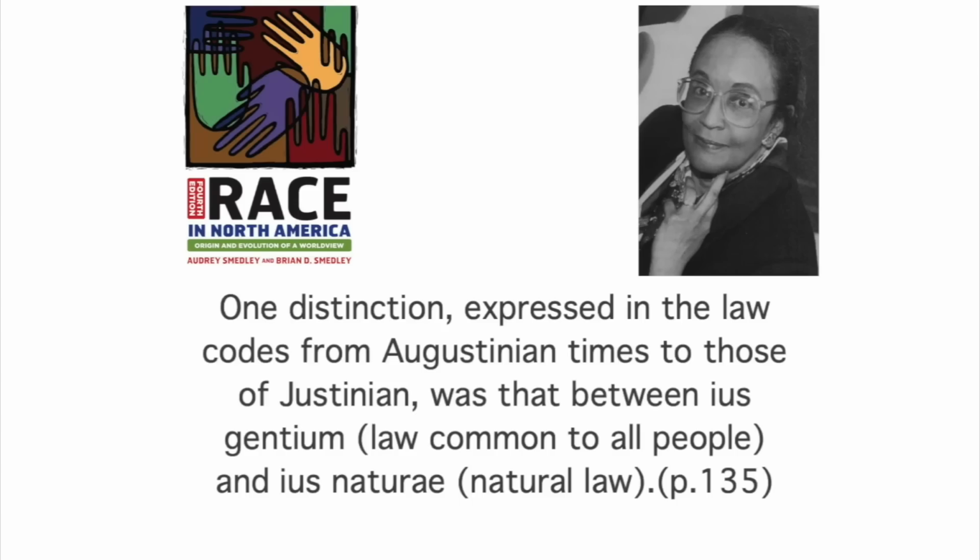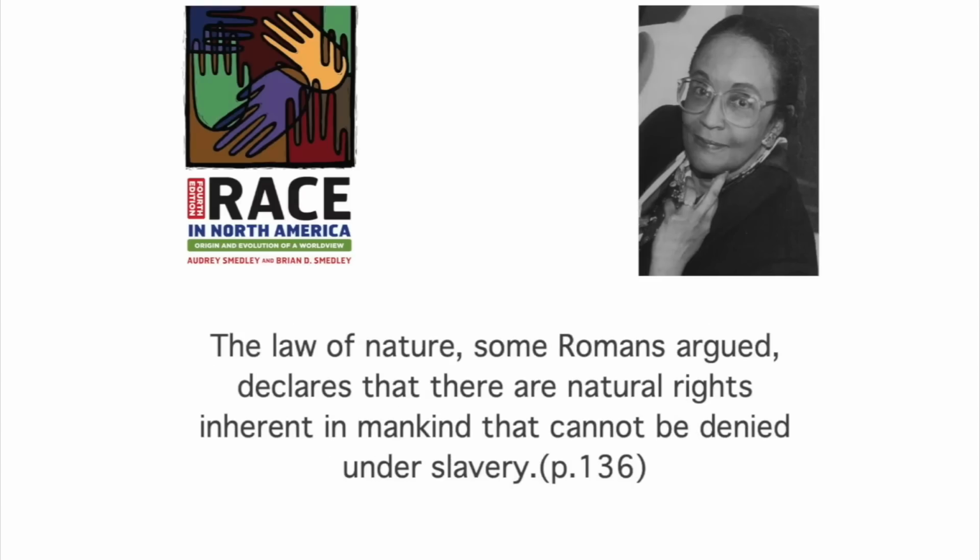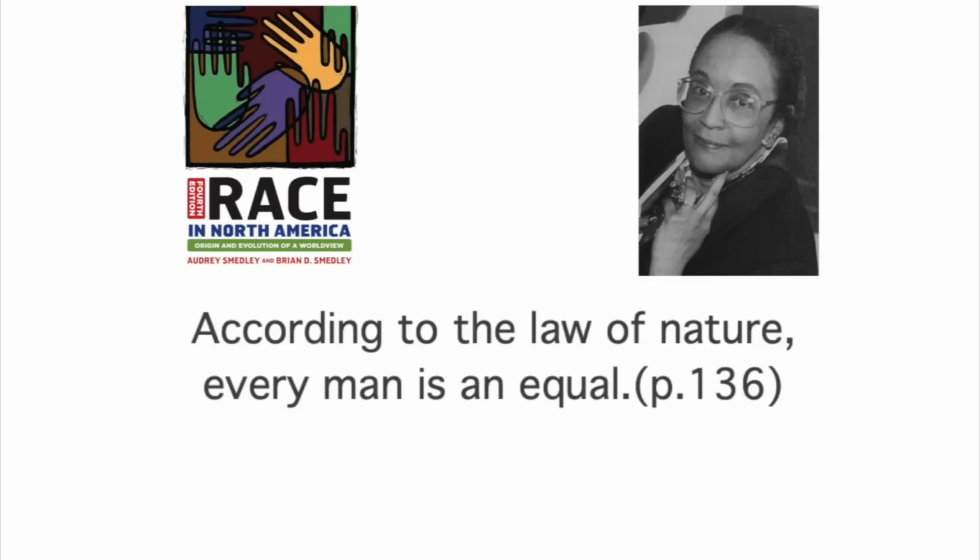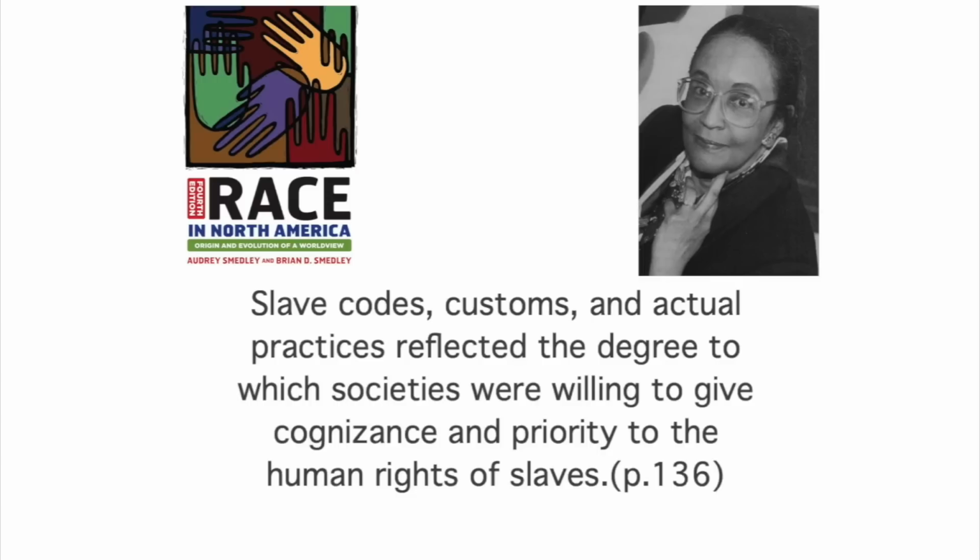One distinction, expressed in the law codes from Augustinian times to those of Justinian, was that between ius gentium, law common to all people, and ius naturae, natural law. The law of nature, some Romans argued, declared that there are natural rights inherent in mankind that cannot be denied under slavery. According to the law of nature, every man is an equal. Slave codes, customs, and actual practices reflected the degree to which society was willing to give cognizance and priority to the human rights of slaves.